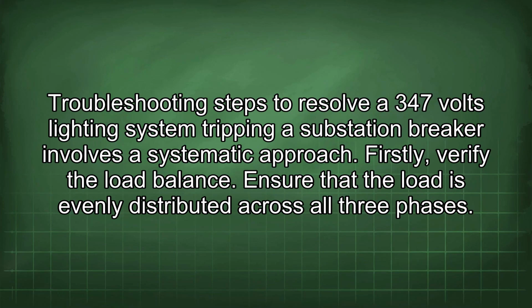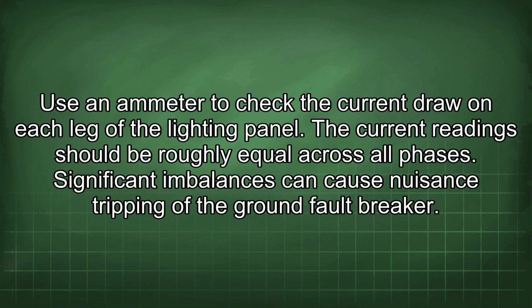Troubleshooting steps to resolve a 347 volts lighting system tripping a substation breaker involves a systematic approach. Firstly, verify the load balance. Ensure that the load is evenly distributed across all three phases. Use an ammeter to check the current draw on each leg of the lighting panel. The current reading should be roughly equal across all phases. Significant imbalances can cause nuisance tripping of the ground fault breaker.